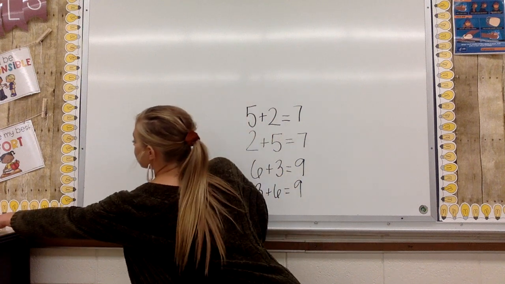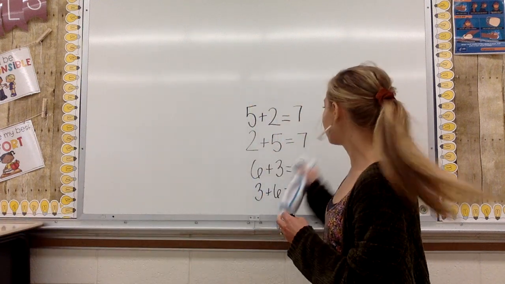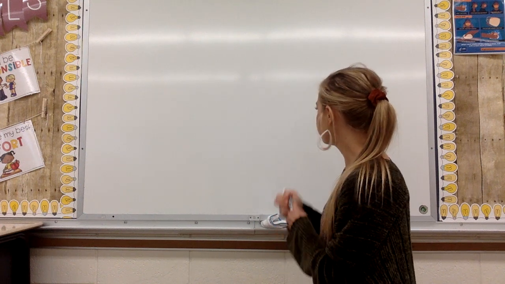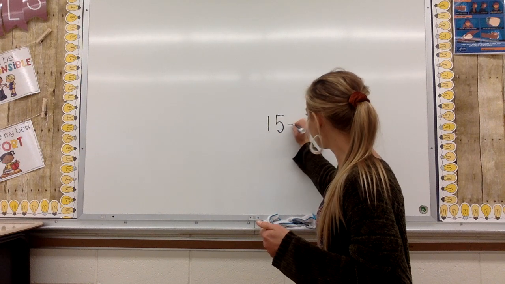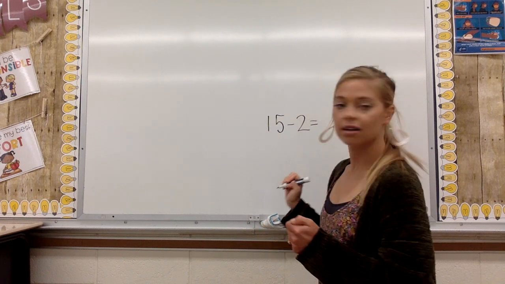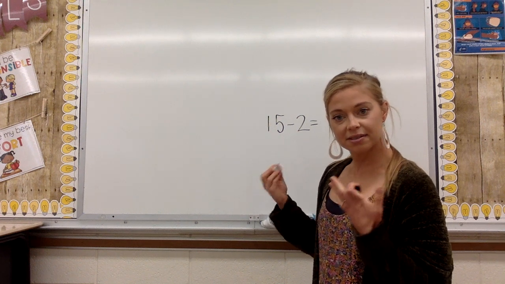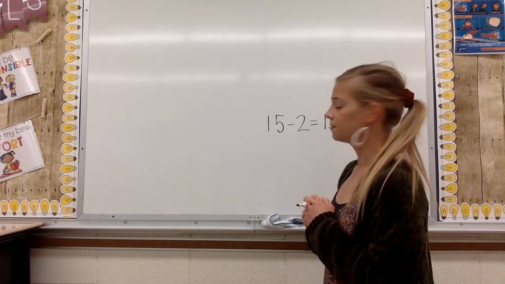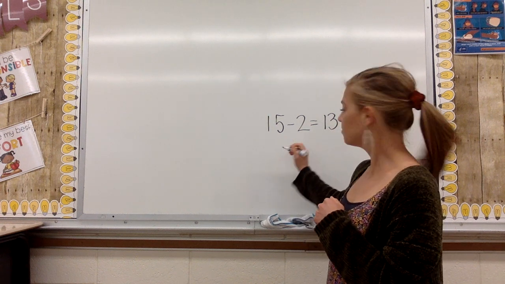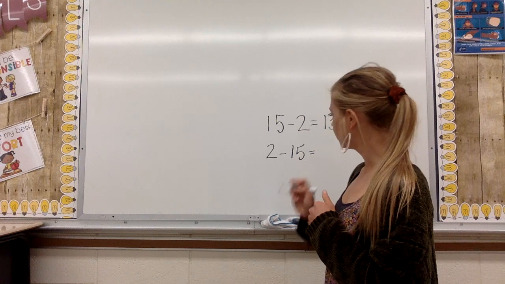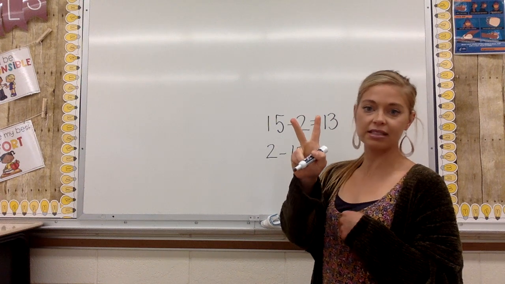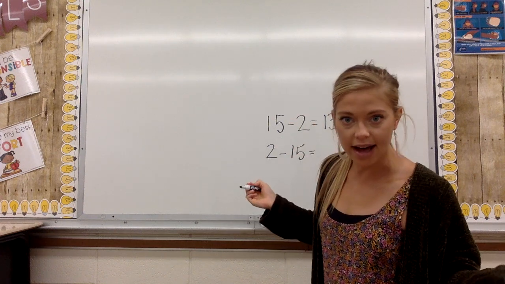Now, the commutative property of addition does not work with subtraction, okay? That's very important to remember because, for example, if we have 15 minus 2, I'm going to give you some time to think about that. That's 13. And if we flip-flop the 15 and the 2 and do 2 minus 15, is that 13? No, right? If you have 2 donuts, you cannot eat 15. So you can't even do that, all right?